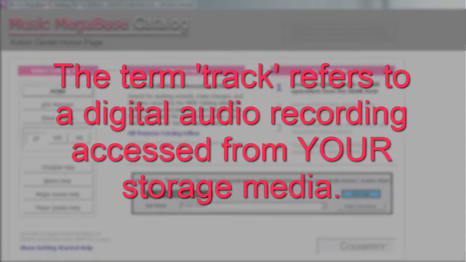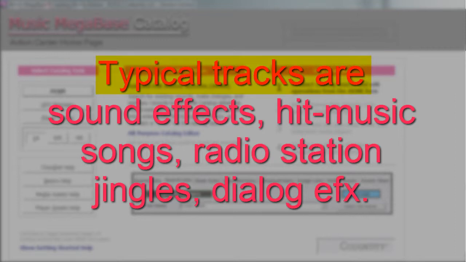Now, throughout the video, when I use the term track, I'm referring to a digital audio recording that is located on the computer's designated media storage drive. And in the effects player, typical tracks are sound effects, hit music songs, radio station jingles, dialogue excerpts, etc.